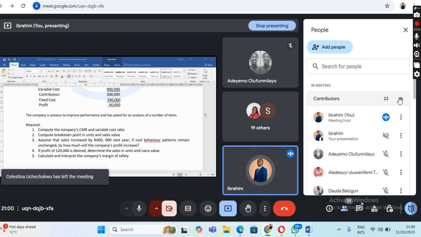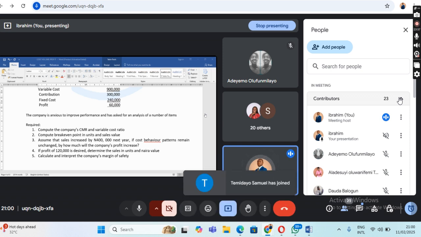The cost behavior pattern here could be that the fixed cost remains the same, because they did not actually state whether it is the variable cost or the fixed cost that remains unchanged. But you should understand that when your sales increases, it will affect your variable cost, class. So as the sales increase by 400,000, we need to increase the sales.